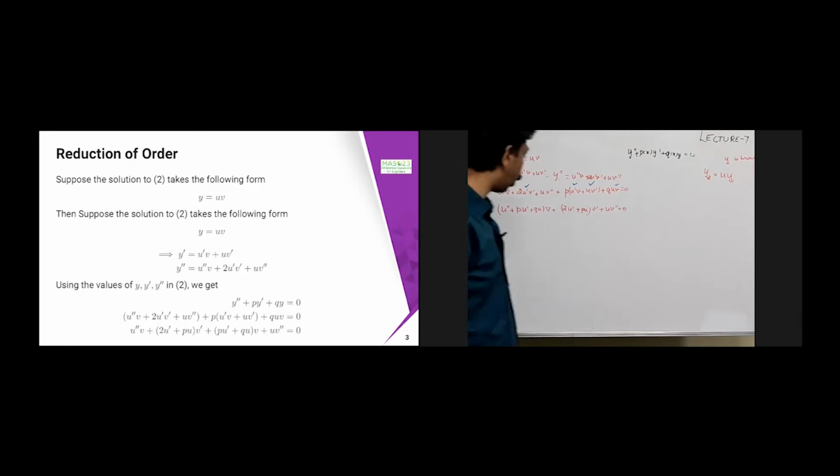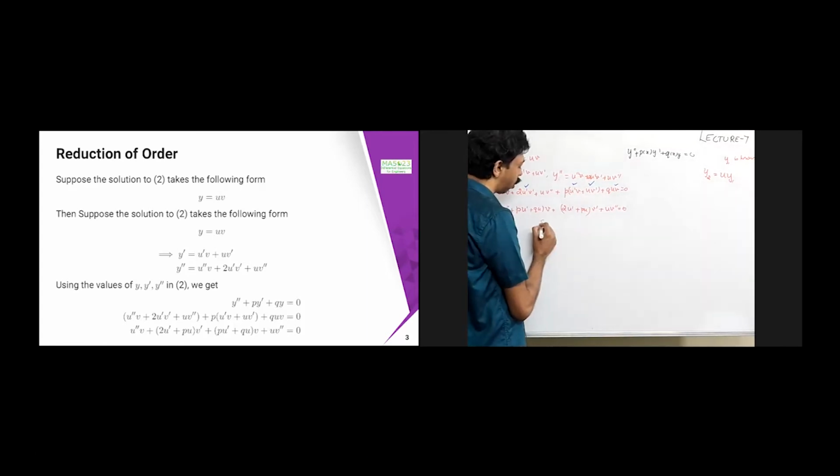Fine. Now what are we going to do? Suppose your u is a solution of this one. For example, in this case, suppose your u becomes a solution of this one. Then what is going to happen? This is going to completely vanish. So in that case, what can we do? We can do some kind of substitution over here.